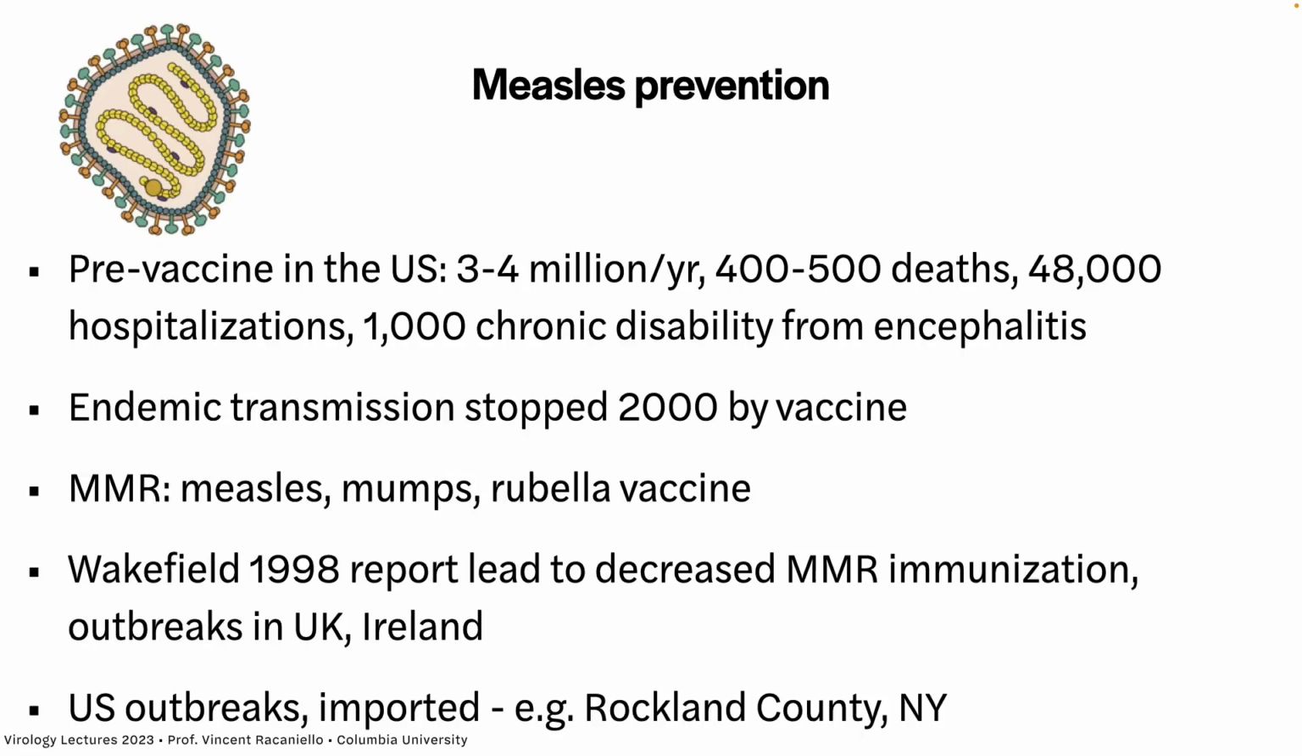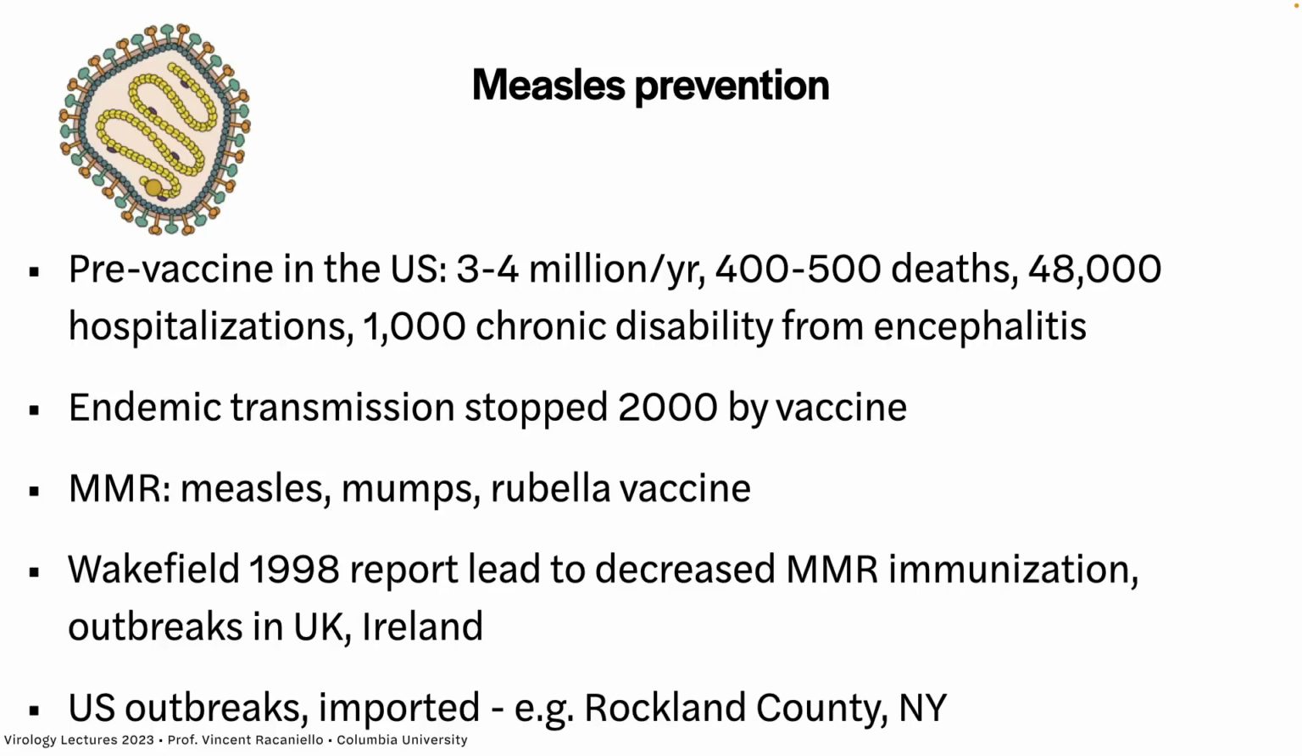So we introduced the vaccine in the 60s because before the vaccine, there were a lot of cases of measles. This is just in the U.S.: 3 to 4 million a year, 400 to 500 deaths, 48,000 hospitalizations, and 1,000 kids every year had chronic disability from encephalitis. This is what a virus reproducing in your brain can do. So measles vaccine was introduced in the 60s, and it stopped endemic transmission of the virus by 2000. It's part now of a trivalent vaccine called measles, mumps, rubella, MMR.